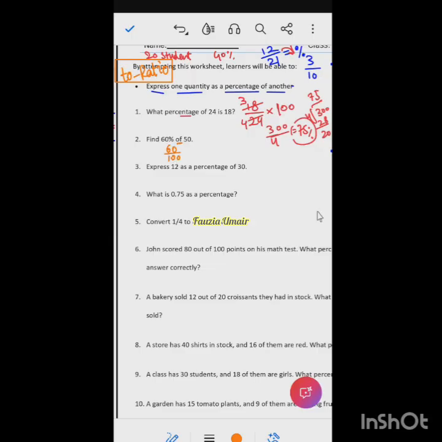So 60% means 60 by 100, right? 60% means 60 out of 100. 'Of' means multiply by 50. Now you can cancel the zero of 100 with the zero of 50, and the other zero with the zero of 60. So in the numerator, 6 fives are 30, and in the denominator there is nothing left. So what is 60% of 50? It is 30. Are you getting this?